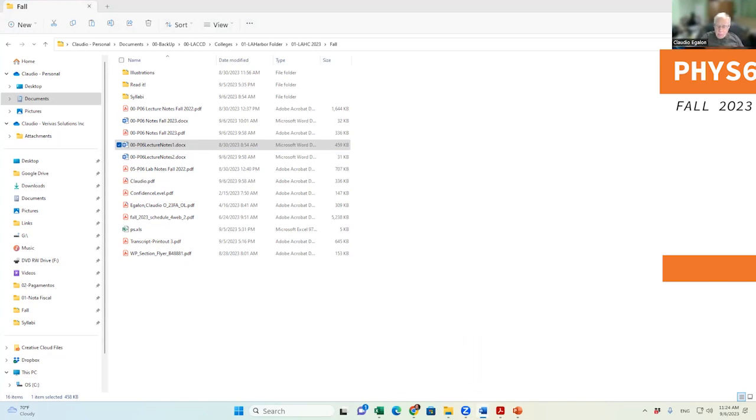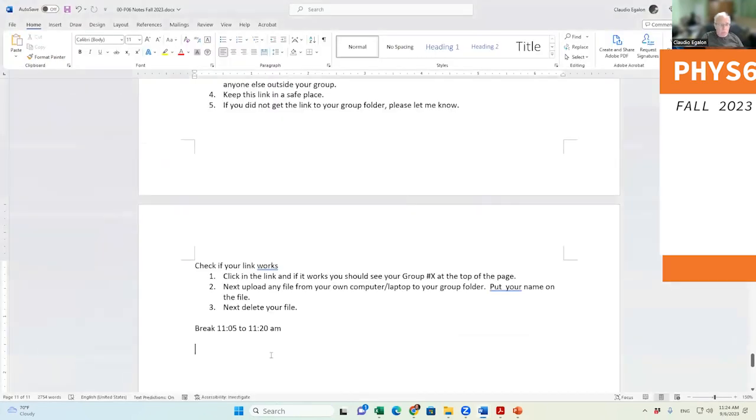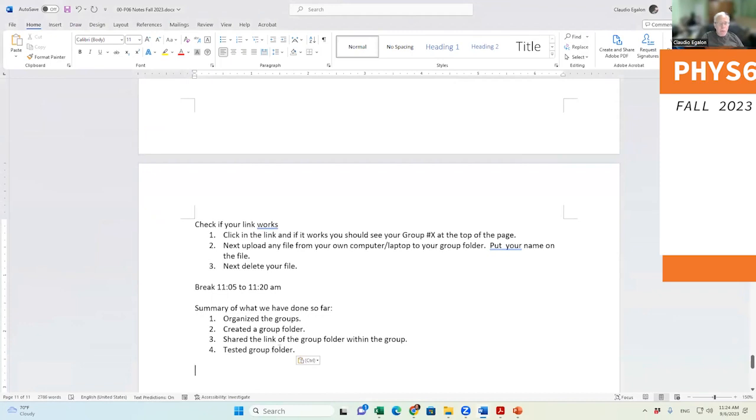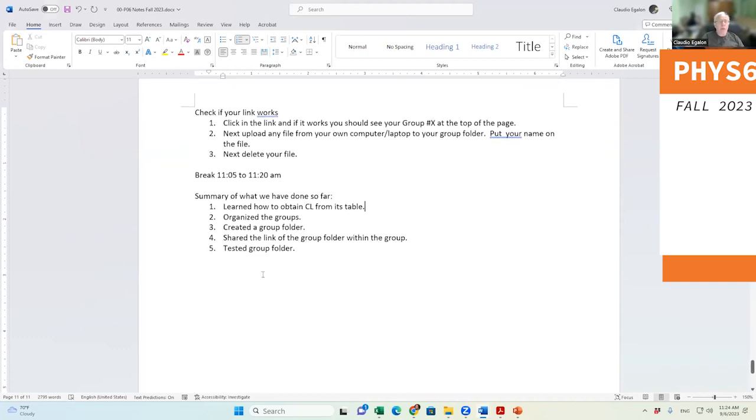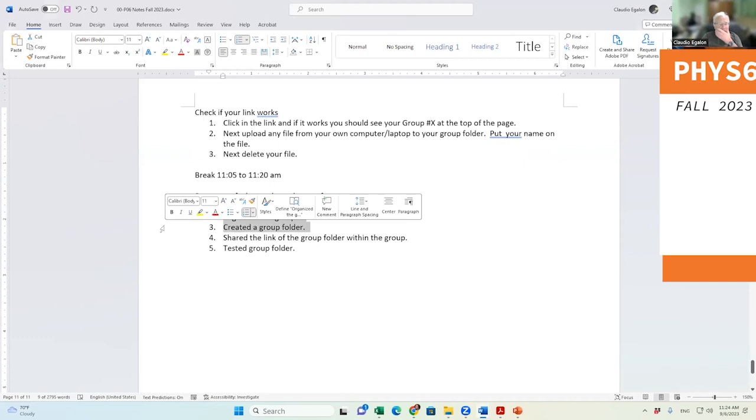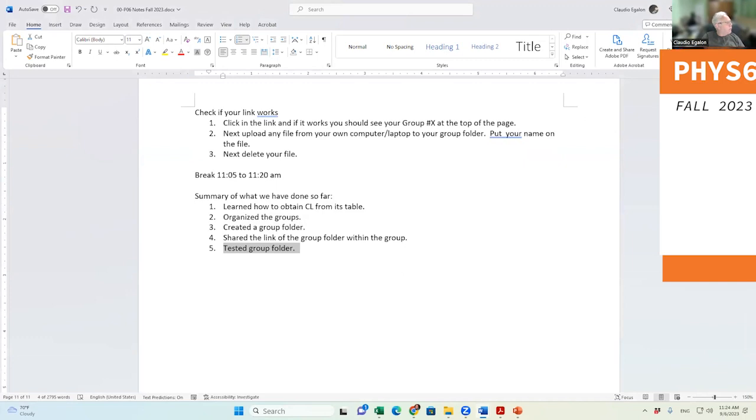So that's what we did. You were organized in groups. What before that? We learned how to obtain CL from its table. Right, we organized you into groups, created a group folder, shared the link of the group folder with the group, and tested the group folder. That's what we did.